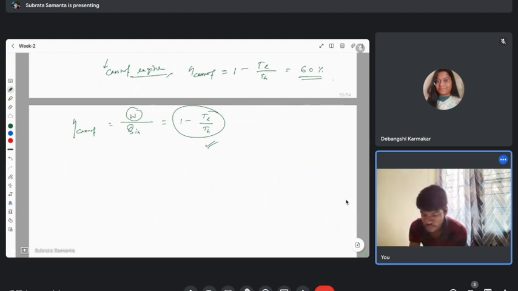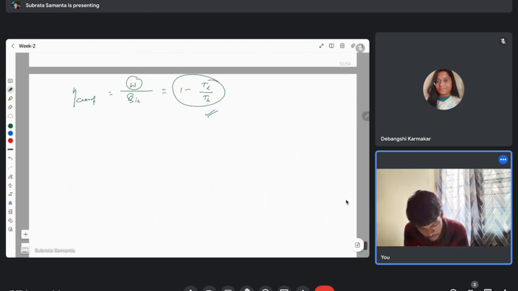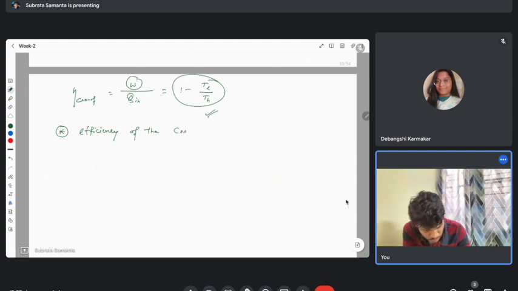Suppose you increase the efficiency. The efficiency of the Carnot engine can be increased in two ways, not only for a Carnot engine, any kind of engine. So it can be increased in two ways.